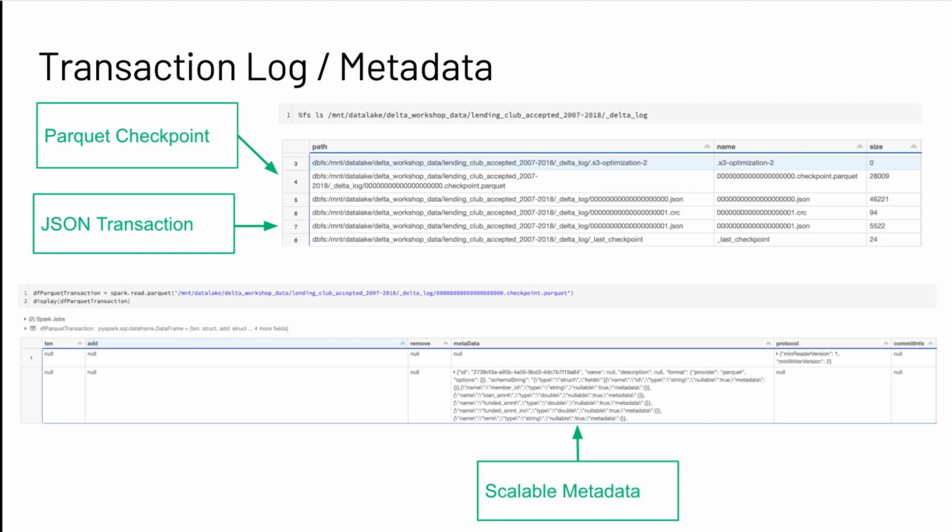So let's focus in a little bit on that transaction log, because it's really important to how Delta works. The transaction log makes it possible for multiple readers and writers on a given Delta table to work at the same time. It serves as a central repository that tracks all the changes that users make to a table. The metadata can be stored and accessed easily as part of the transaction log. As we can see here, down at the bottom of the screen, we've got this scalable metadata that is easily accessible by reading the parquet file.